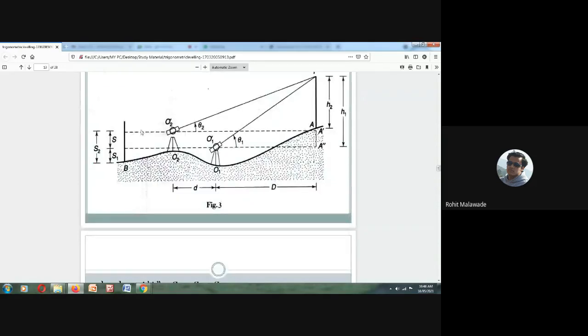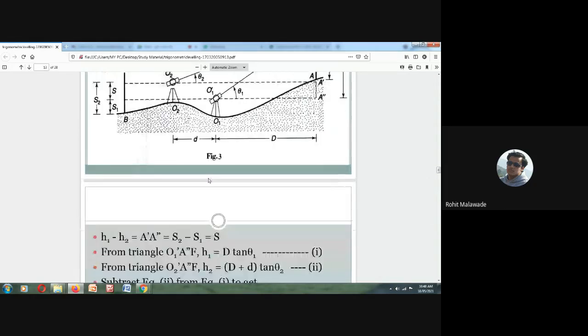Now again, in order to read the angle, we will have the same formula and the same procedure as in the previous case, when we use two instrument stations, to take down the readings.